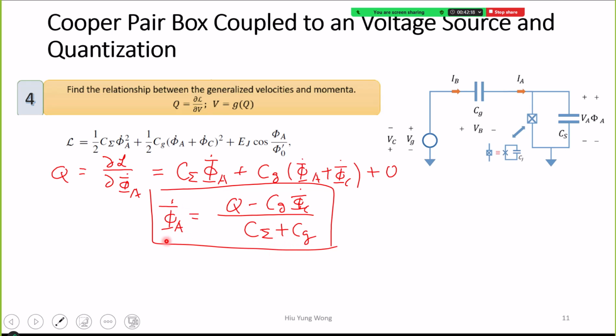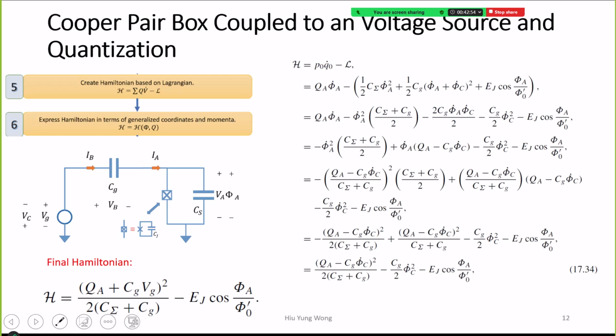Anyone know why I need to find out phi A dot? Because our next step is to write the Hamiltonian. We do not want phi A dot to be there. So we're going to use this equation to replace phi A dot by Q. And you might worry, how about phi C dot? But phi C dot is just the VG, right? So it's not a variable we need to solve, it is a boundary condition. Okay.